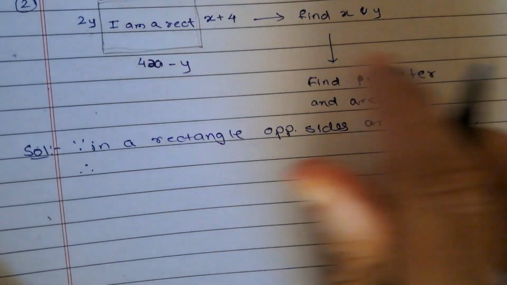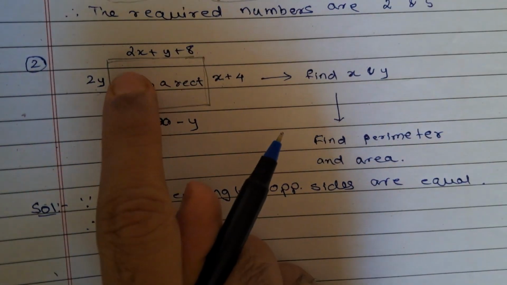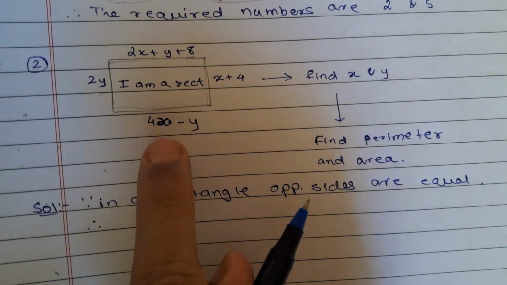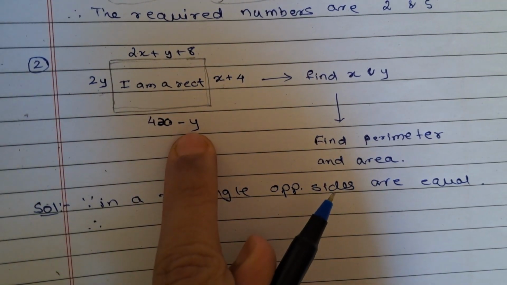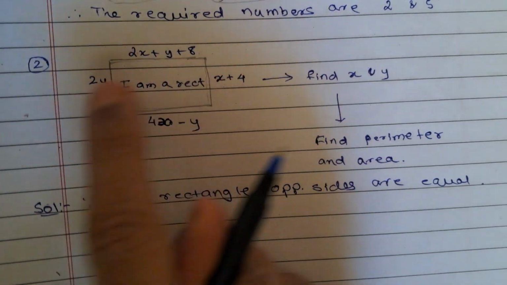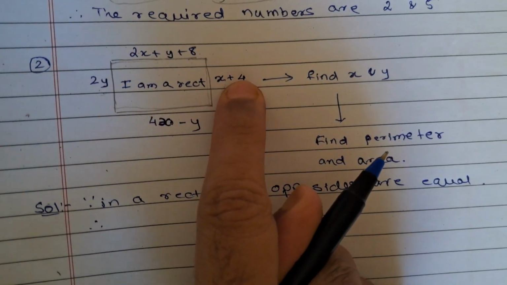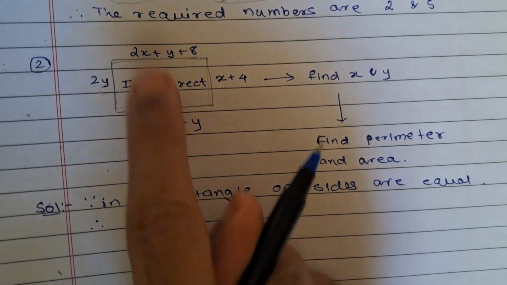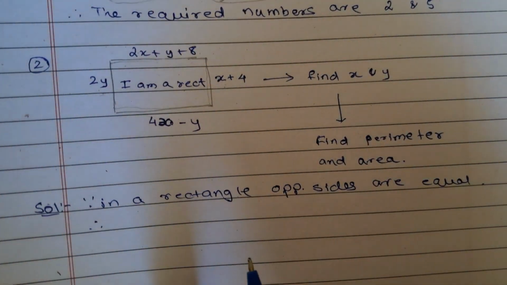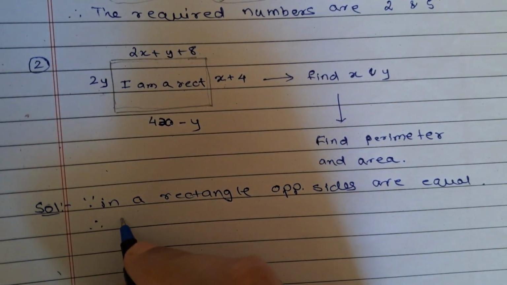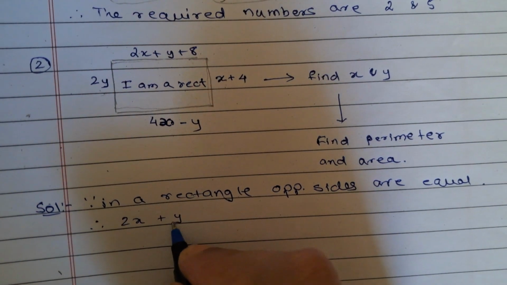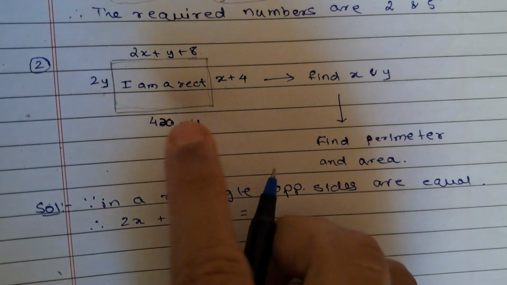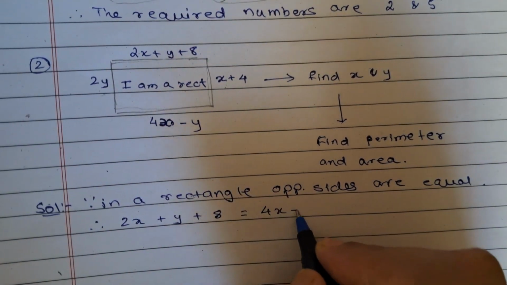Therefore, in this case, who are my opposite sides? Let me see. 2x plus y plus 8 and 4x minus y. You may say, sir, this is also an opposite side, right? We can come to that later. We'll take one by one. First, we'll focus on these two opposite sides. So what I will say is 2x plus y plus 8 is equal to 4x minus y.